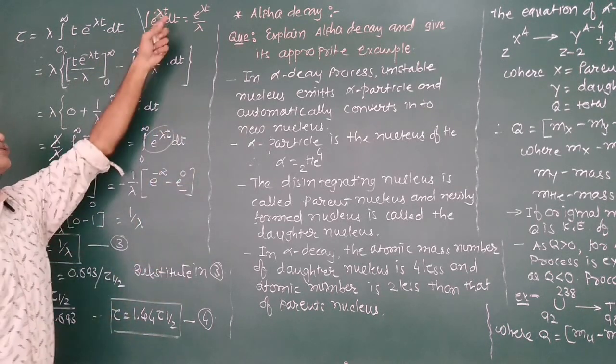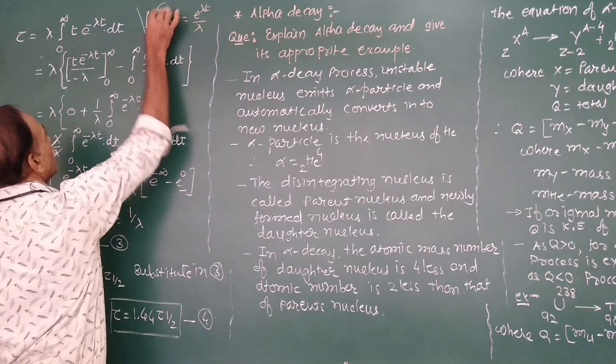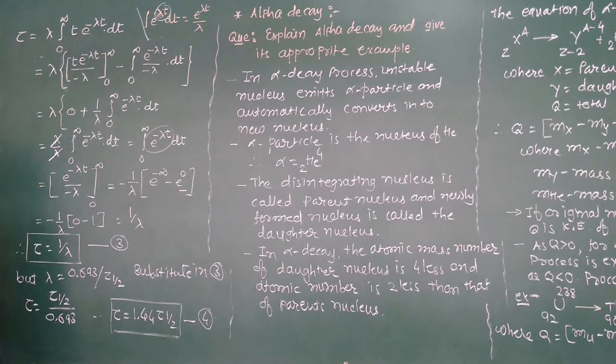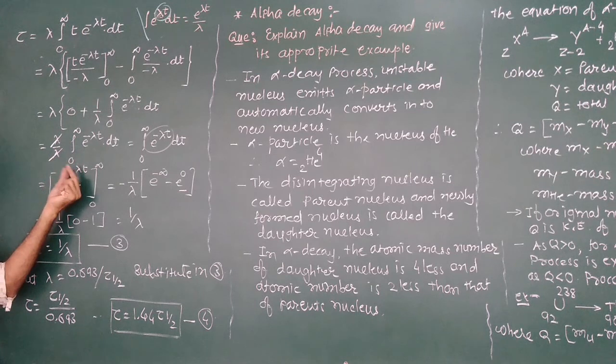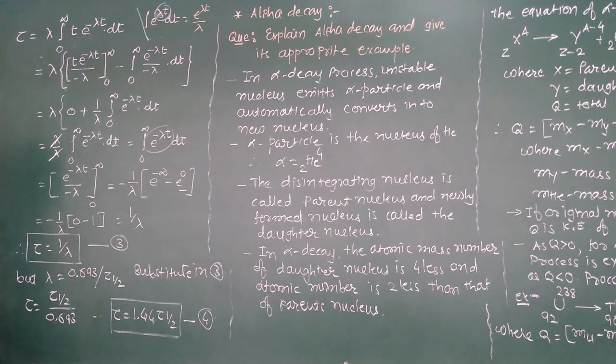Now the integration of this term: the integral of e raised to minus lambda t into dt is equal to e raised to minus lambda t as it is, and now there is the 1 upon lambda, so e raised to minus lambda t upon minus lambda, evaluated from 0 to infinity, and the minus 1 upon lambda is outside of this bracket.